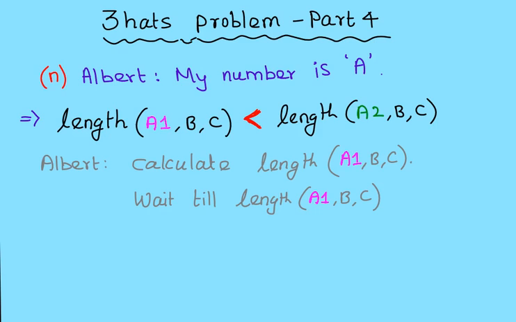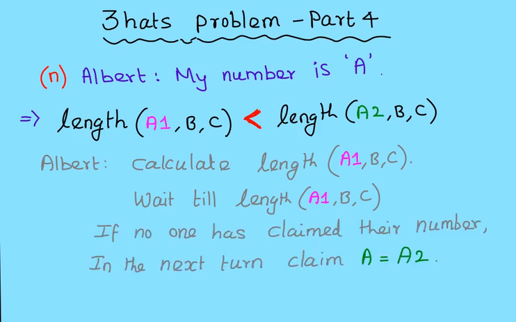If no one has claimed their number, then that means A is not equal to A1. So, in the next immediate turn, Albert can claim his number to be A2. And this strategy will mimic the behavior of the recursive thinking. Similarly, others can also follow the same.